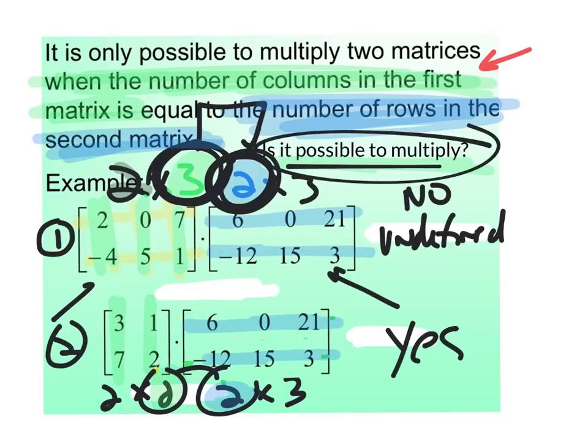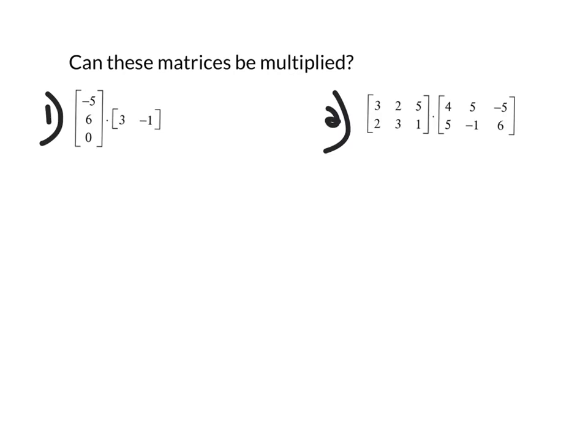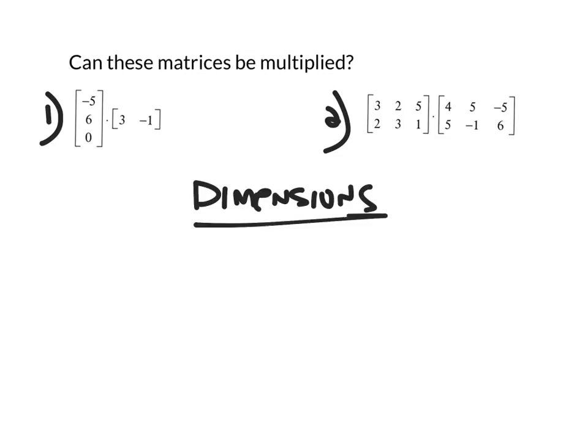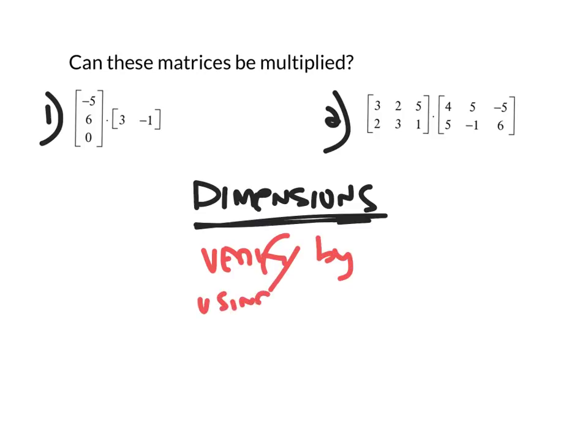Is it possible to multiply? Take a moment. Try to see if you can multiply these 2 problems. I want you to first write out the dimensions of each matrix and see if the rule holds true, see if the 2 middle numbers match. And then I want you to verify by using your calculator. I want you to try to type in the actual problem and see what the calculator says are your answers. Take a minute. Try to do each of these questions on your own.